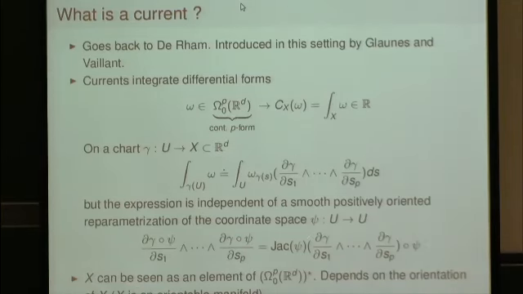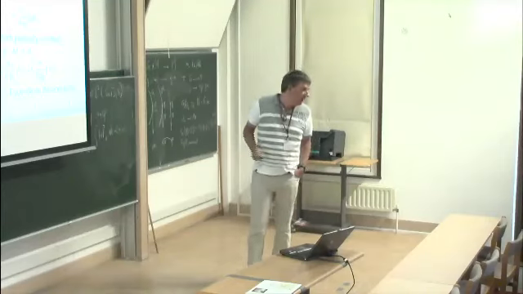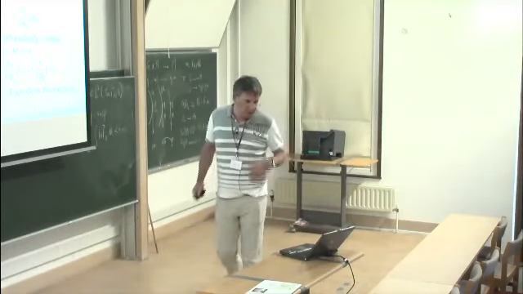So X can be seen as an element of the dual space, the space of currents, which is the dual space of the p-forms. An important thing is that it depends on the orientation, because this change of parameterization is okay only if the Jacobian is positive, if you preserve orientation. So it depends on the orientation.